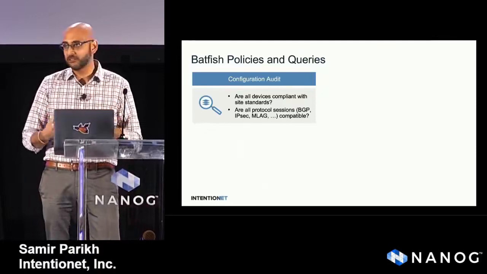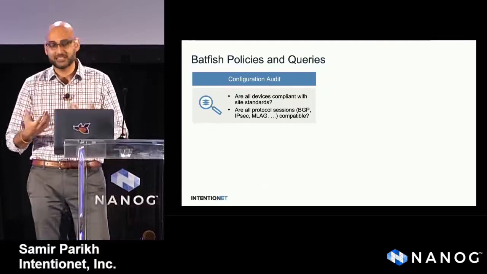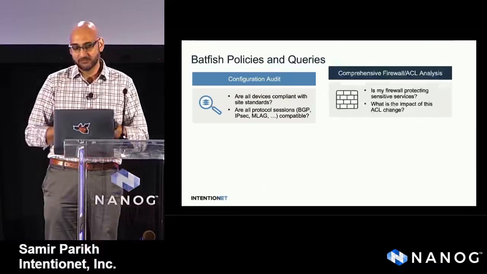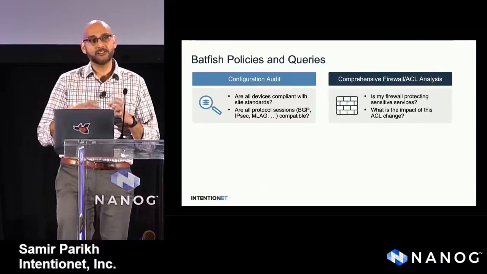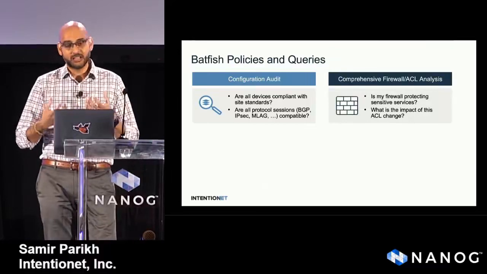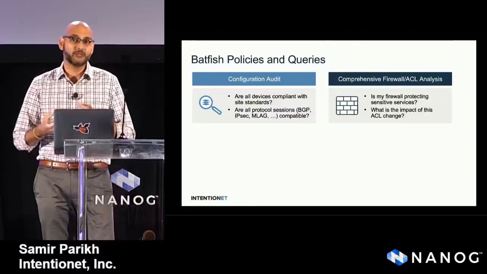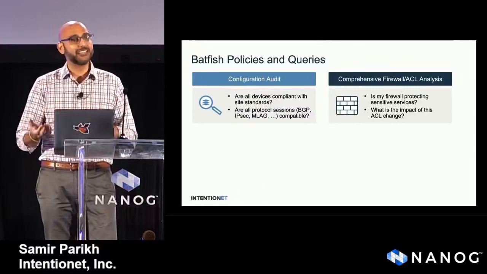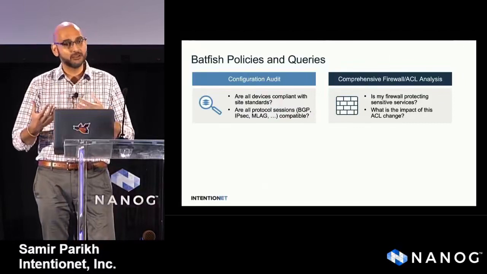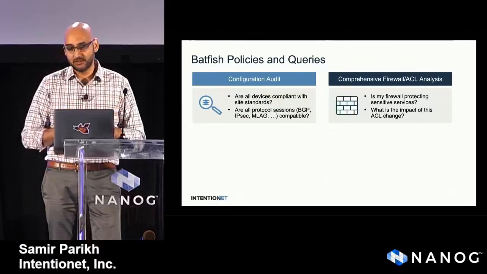Is my BGP session configuration correct, to make sure these sessions will get established? So you can audit the config without looking at the behavior. Then you can also do standalone firewall and ACL analysis. So without building the full routing table, we can help you understand what packets are going to be allowed through a firewall, which packets are going to get denied, and when you make a change, how that change is going to impact the flows that are permitted or denied through the firewall or the ACL.